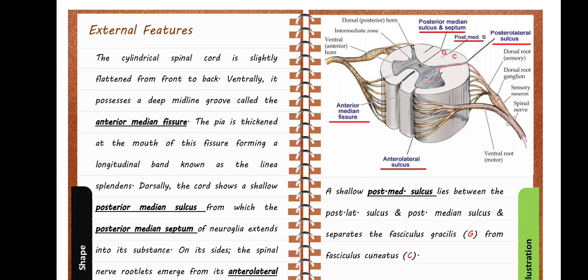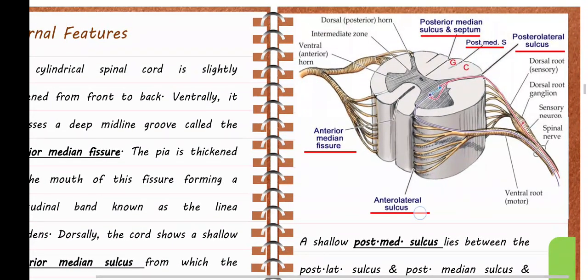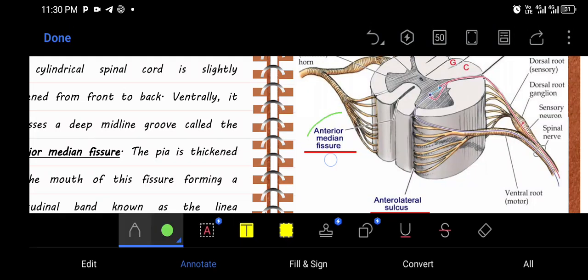Now the external features of the spinal cord. The spinal cord is cylindrical. I already mentioned that. The cylindrical spinal cord is slightly flattened from front to back. Ventrally, it possesses a deep midline groove called the anterior median fissure. I'll use this diagram to explain it. This is the anterior median fissure. Look at this groove here.